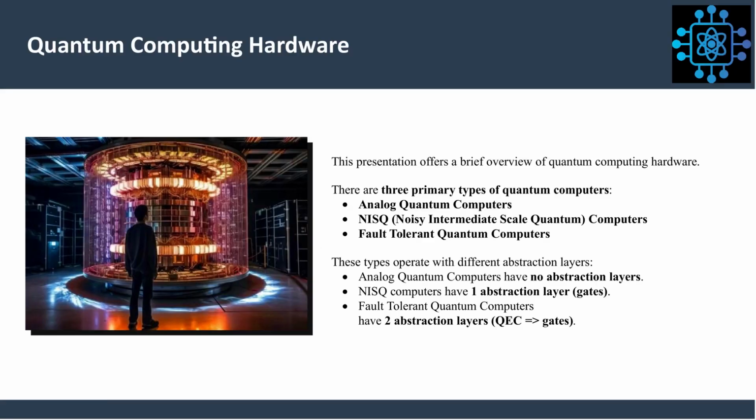Quantum computing hardware includes three main types: analog quantum computers, noisy intermediate scale quantum computers, and fault-tolerant quantum computers. Analog systems lack abstraction layers. Noisy intermediate scale quantum systems use one-layer gates, and fault-tolerant systems employ two layers, adding quantum error correction to gates. Each type offers unique capabilities and challenges.